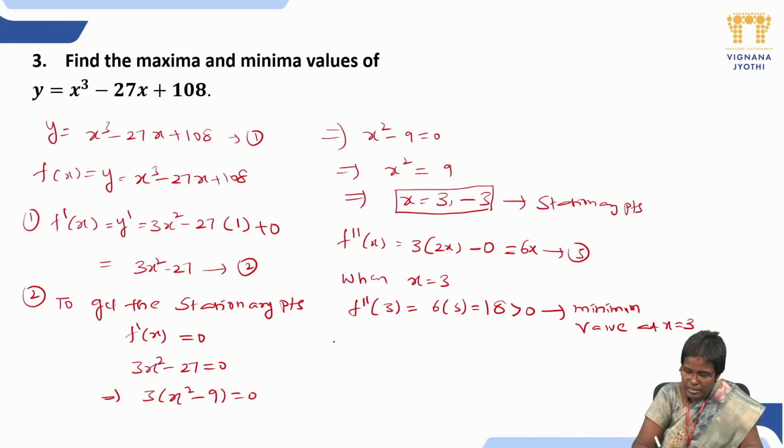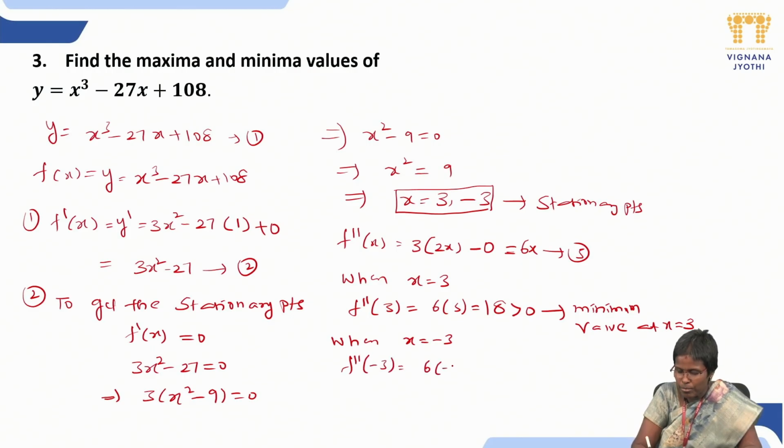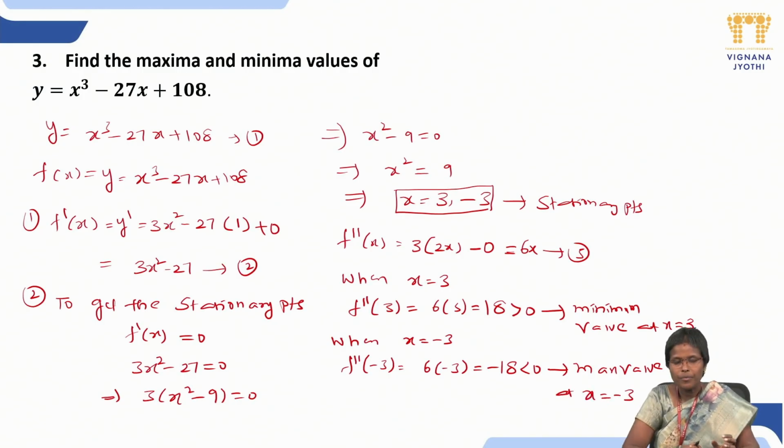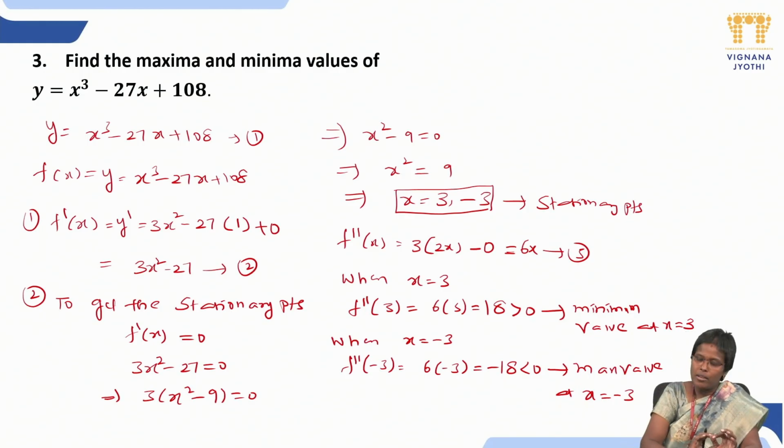Is it clear? Now, similarly, let us see when x = −3, f''(−3) is 6 into −3, which is −18. If we substitute this point −3, the value we get is negative. So at x = −3, the second derivative of the function is negative. What is the meaning of this? The function is said to have a maximum value at x = −3. So we got the points at which the function has the maximum value and minimum value.